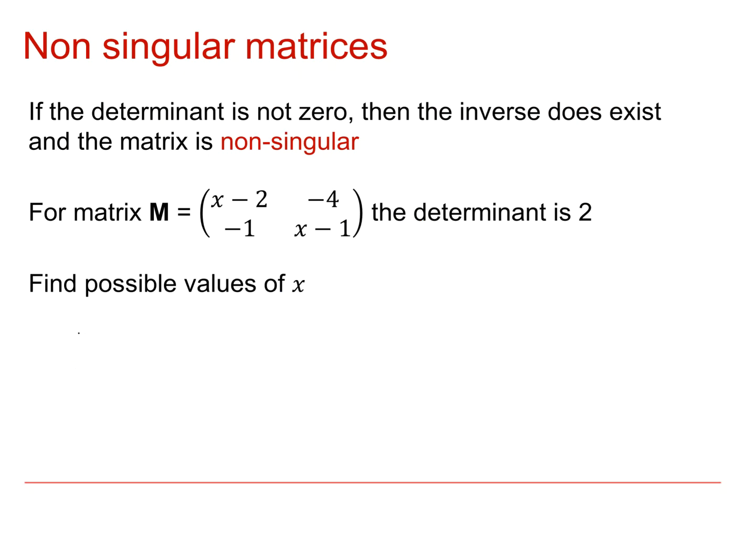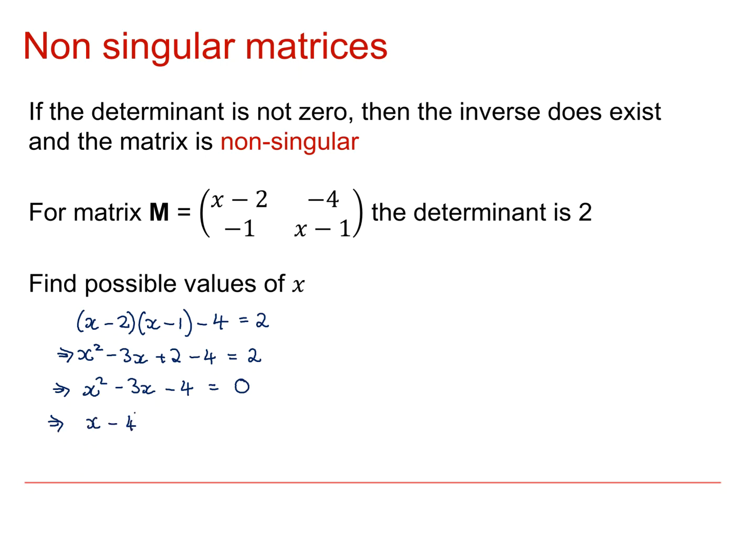OK, we're told that the determinant of this matrix is 2. So (x minus 2)(x minus 1), take away minus 1 times minus 4, so take away 4, is equal to 2. So that's x squared minus 3x plus 2 minus 4 equals 2, or x squared minus 3x minus 4 equals 0. Then we have (x minus 4)(x plus 1) equals 0, and x is equal to 4 or minus 1.